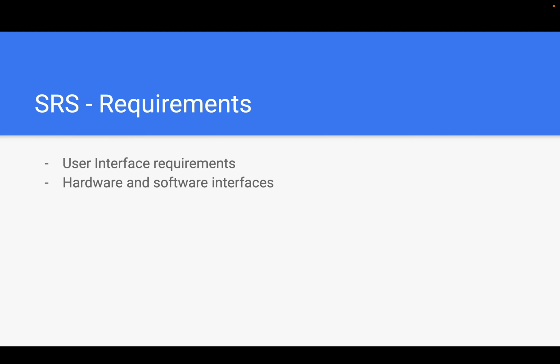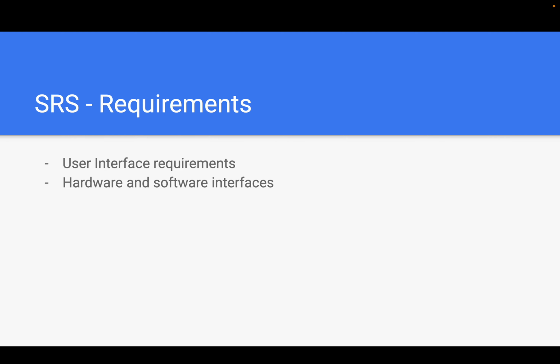Key sections of the SRS include user interface requirements. These requirements specify how users will interact with the ATM system. It includes details about the layout and functionality of the screens, such as the idle screen, login screen, main menu, and transaction screens. The goal is to provide an intuitive and user-friendly interface.